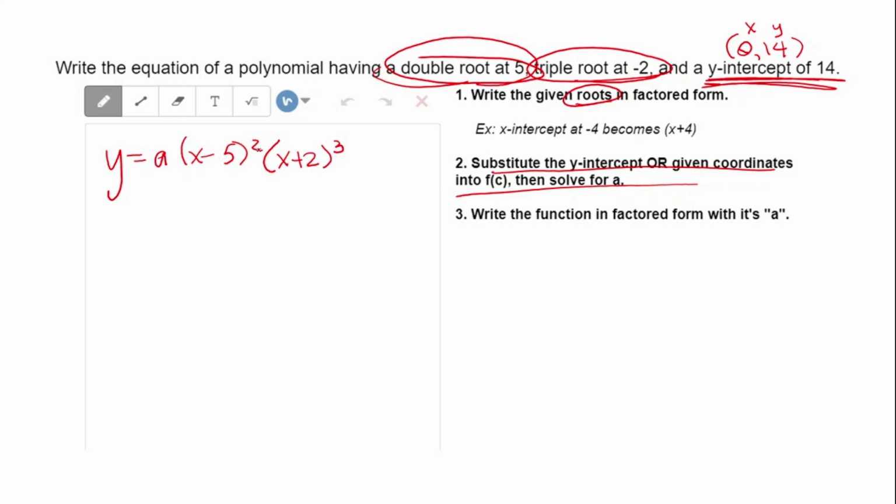Notice my double root is being squared and my triple root is being cubed because that's what their factors will look like. Now we're going to plug in the x and y: 0 for x, 14 for y. We're substituting so we can solve for a, the leading coefficient. And then from there, we just continue simplifying so that we can continue solving for a.